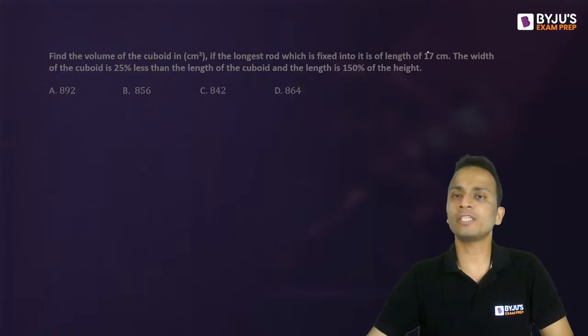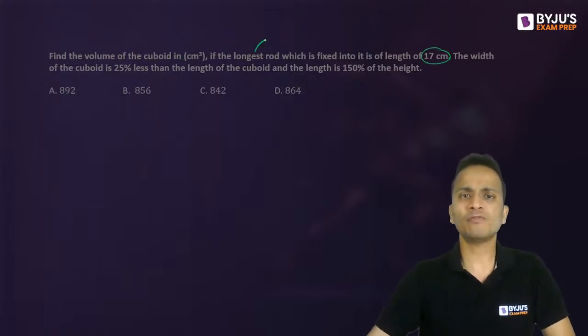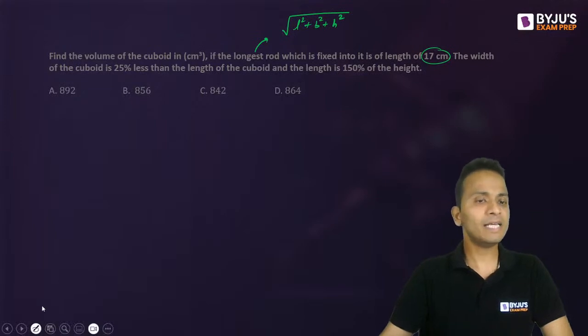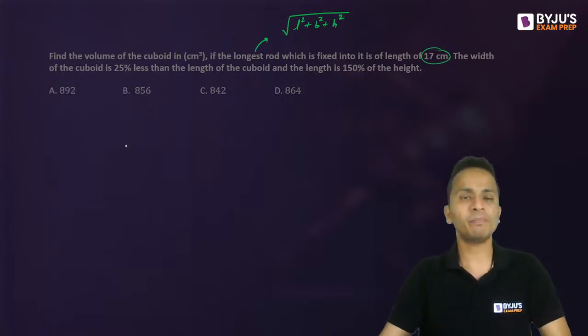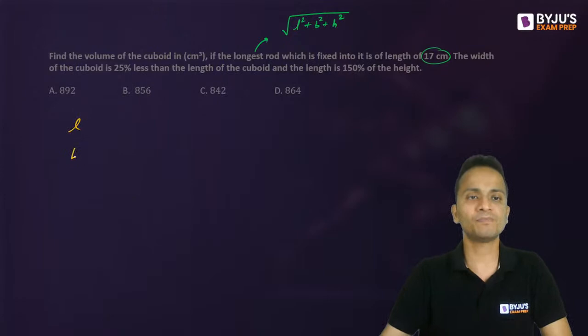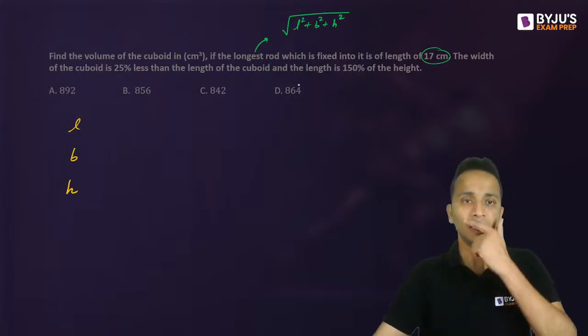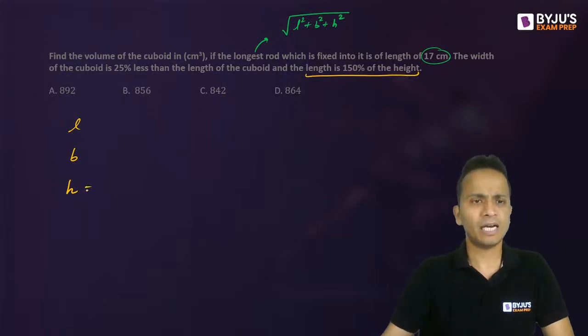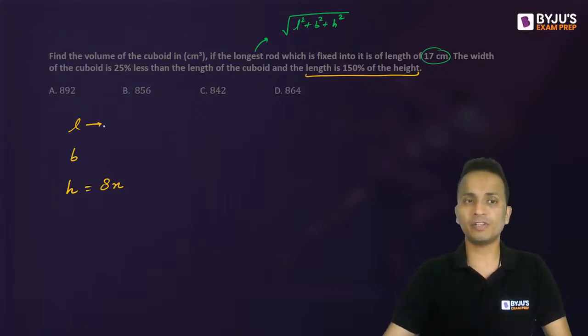Length of the longest rod is given as 17. Now the length of the longest rod, the formula for this is under root of L square plus B square plus H square. Okay, but length, breadth and height are not given, but the relation between them is given. Now first of all, the length is 150% of the height. I'll start by assuming height as 8x. So the length will be 150% of the height, that will be 12x.